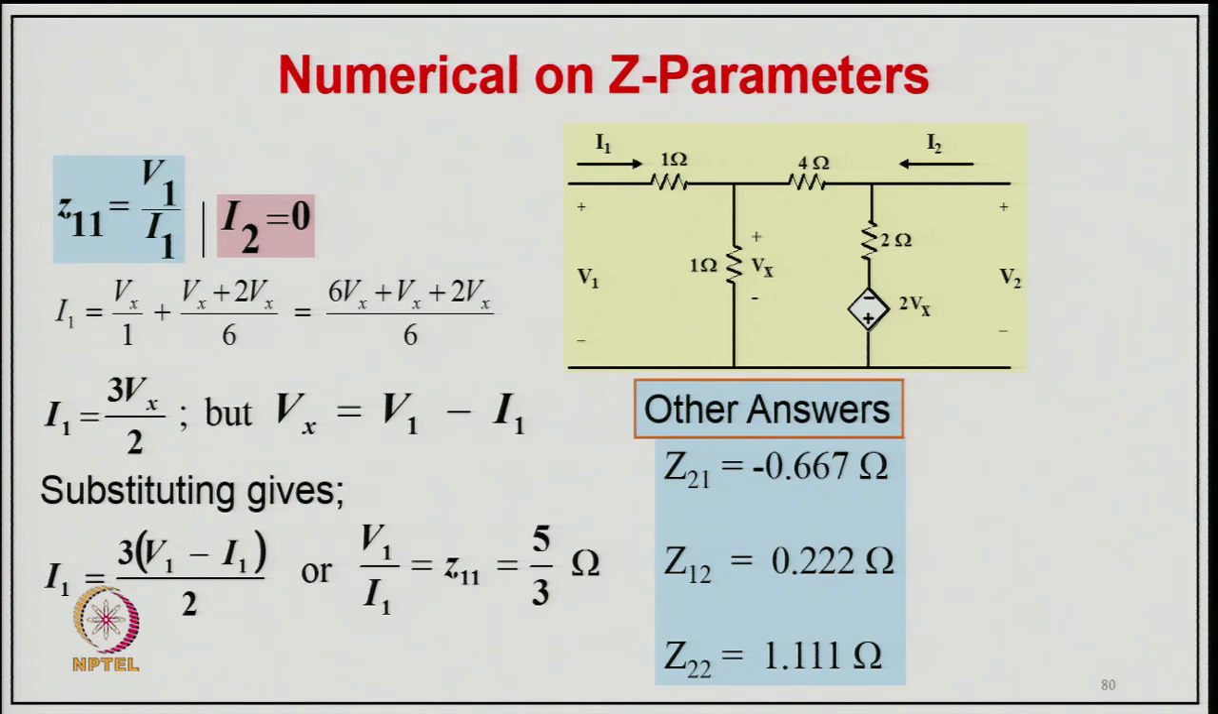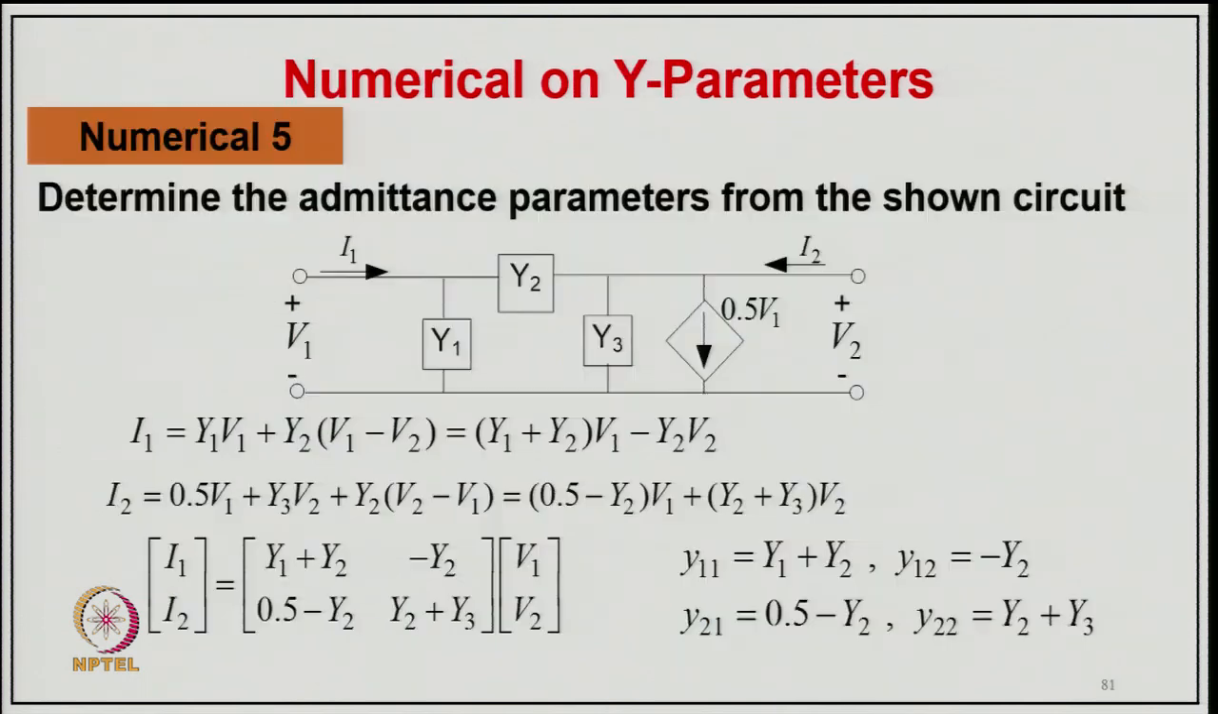So, we can say here I 1 equals V x upon 1, that is the current flowing in here, plus V x plus 2 V x divided by 6, taking this loop network. So, it becomes 6 V x plus 2 V x by 2. So, I 1 equals 3 V x by 2, or V x equals V 1 minus I 1, and substituting this value you will get I 1 equals 3 times V 1 minus I 1 by 2, or V 1 upon I 1 equals Z 1 1, that is 5 by 3 ohm. And similarly you can find out the other 3 parameters also, keeping the conditions. So, you will get all 4 parameters here.